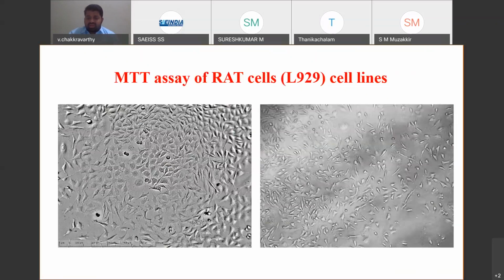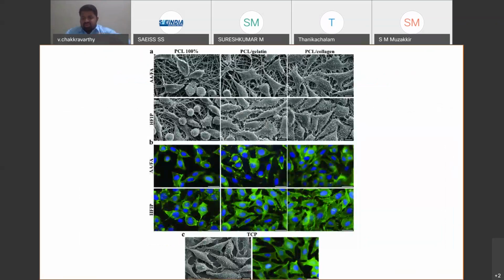Okay, this is how the cell structure exactly looks. L929 cells: you could immerse your implant inside the L929 cells for a period of like 4 to 5 days, and you could evaluate how many rat cells are available. So if most of the cells were dead, it means that your implant is cytotoxic in nature. If most of the cells are alive, it means your material is biocompatible.